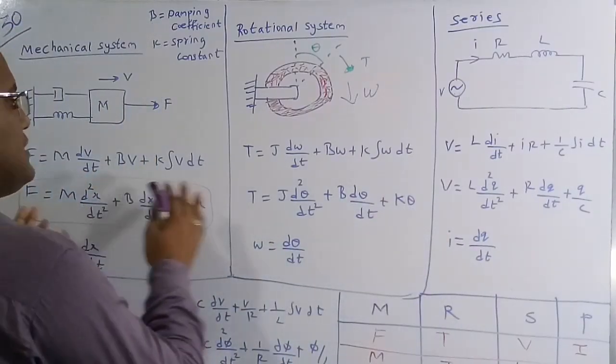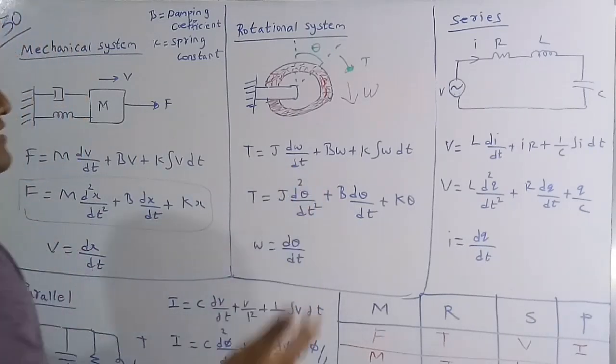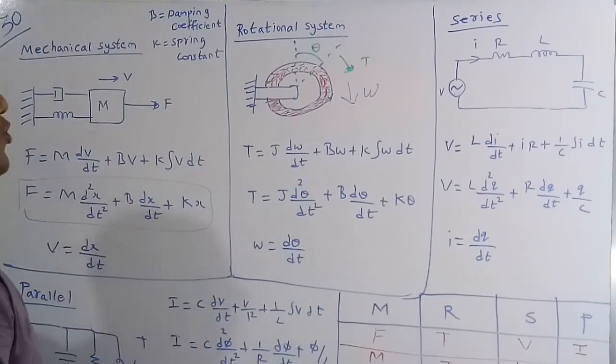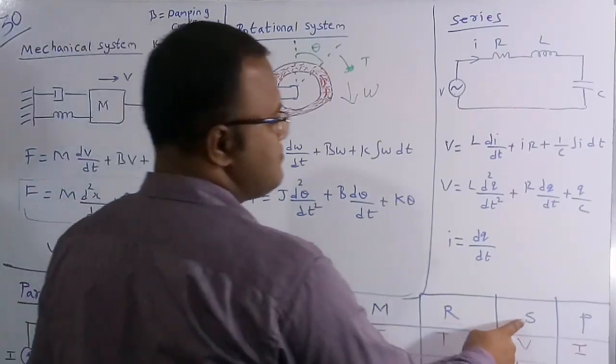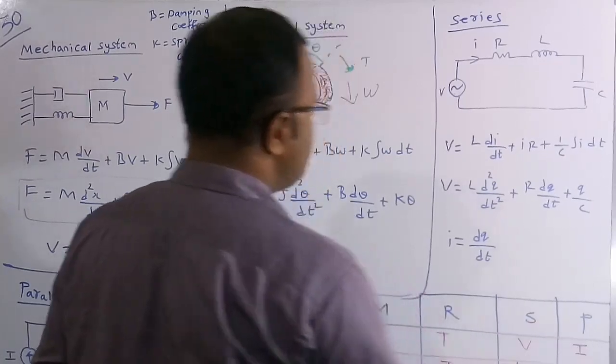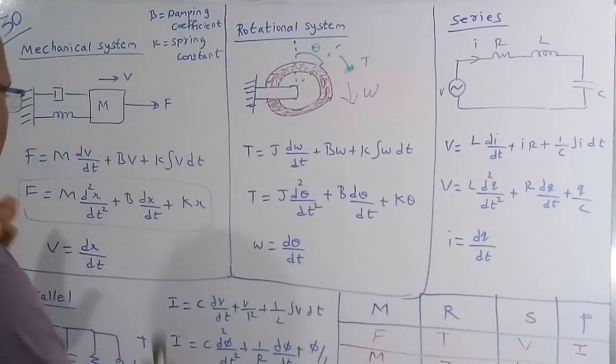So therefore I am going to equate each and everything because they are in same fashion. So therefore duality is same. So I want to find what is the duality of each and everything. So here M represents mechanical system, R means rotational system, and S means series RLC circuit, and P means parallel RLC circuit. So here if you compare all these equations, all are in same fashion.